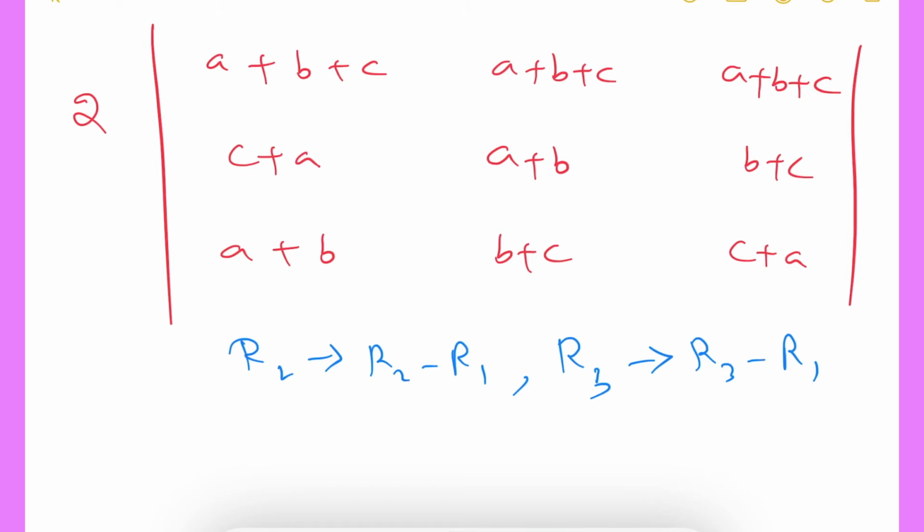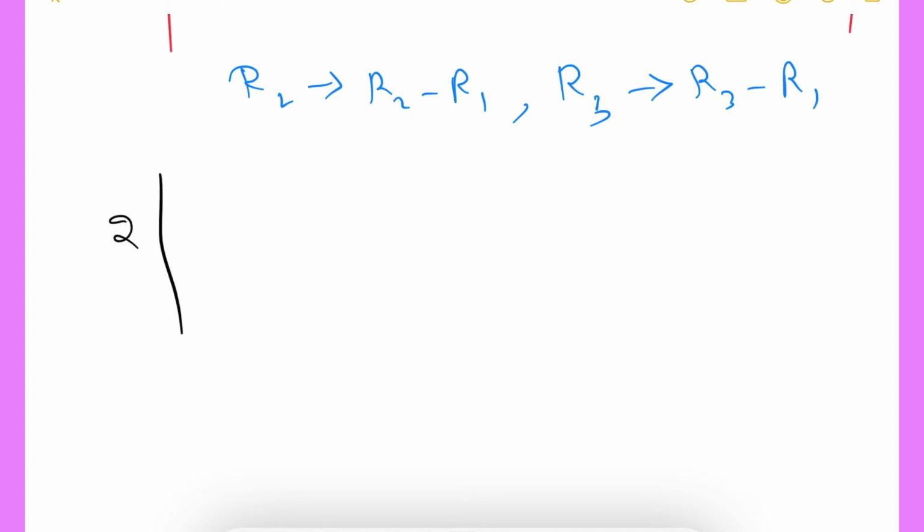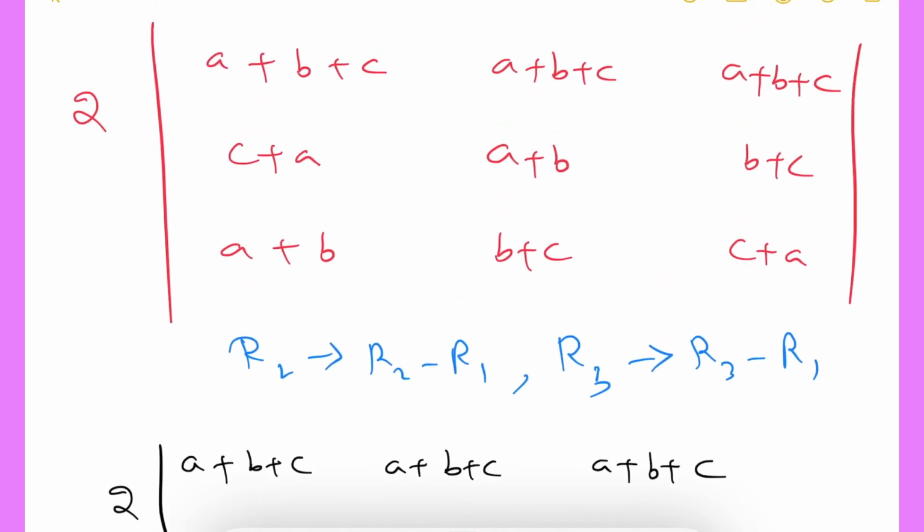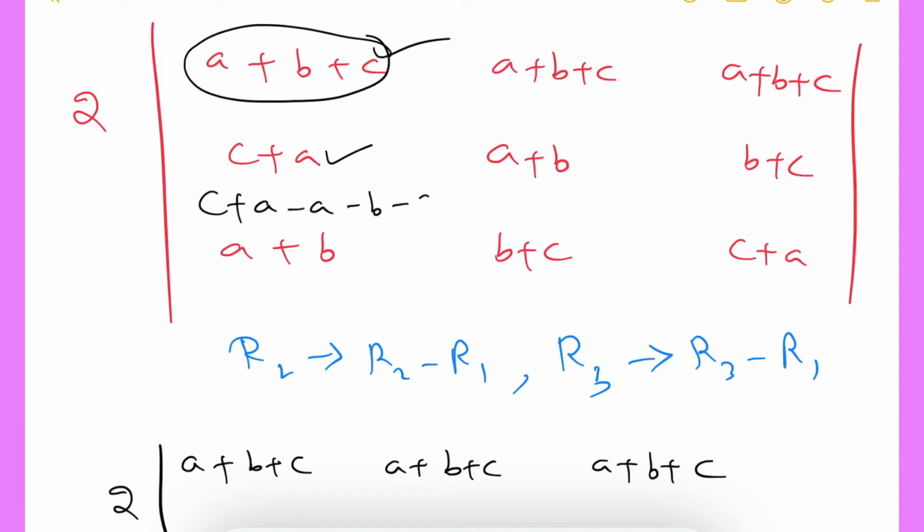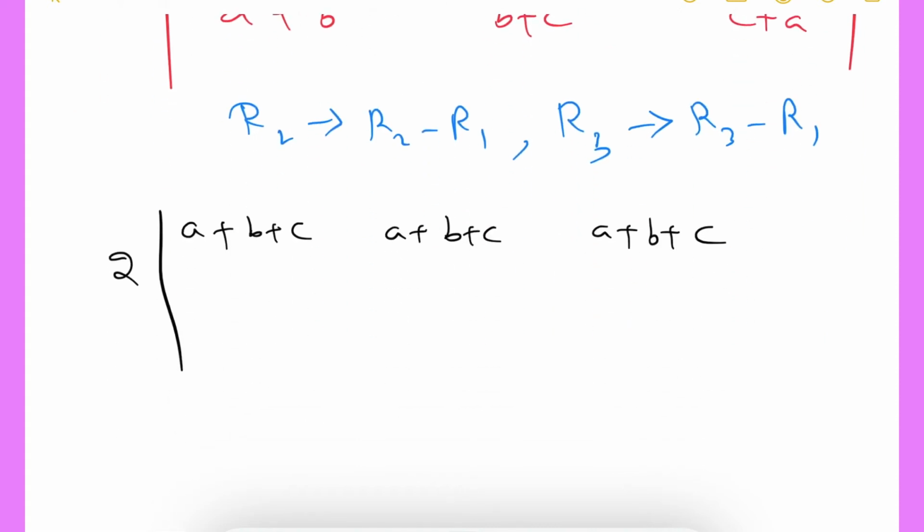Okay, let us do it now. For R1 I don't have any work now, so I will write R1 as it is, 2 into the matrix, first row as it is, that is A plus B plus C, A plus B plus C, A plus B plus C. Now what about R2? Row 2: if I take R2 minus R1, that is C plus A minus this total. For this total, every element should be minus: minus A, minus B, minus C. Plus C minus C cancel, then plus A minus A cancel, so we remain with minus B. Write that minus B here.